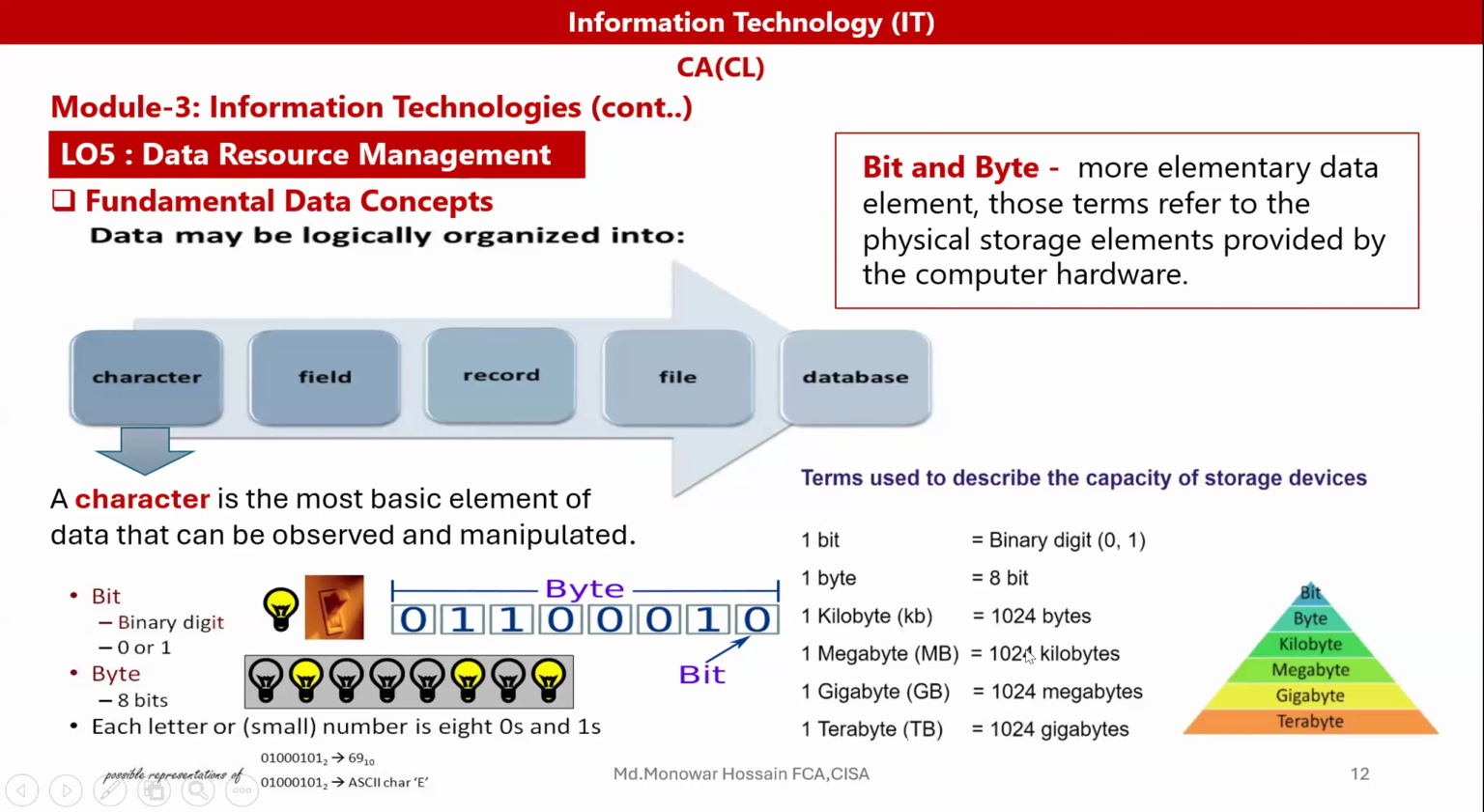1 kilobyte means 1024 bytes. 1 megabyte, MB, equals 1024 kilobytes. 1 GB, gigabyte, equals 1024 megabytes. And we know 1 terabyte, 1 TB, equals 1024 gigabytes. So if we see this one here, bit, byte, kilobyte, megabyte, gigabyte, terabyte, etc. is the capacity of a storage. So here we learn the character. Character is the most basic element of data that can be observed and manipulated.